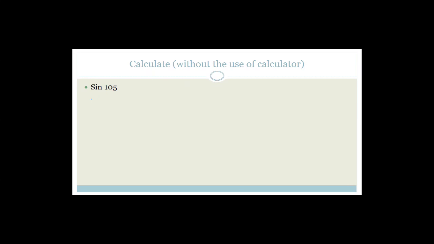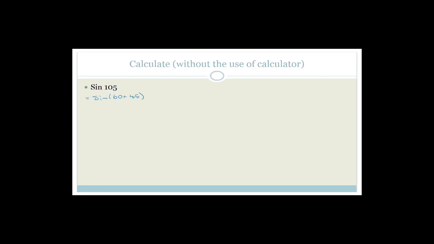And let me show you what the trick is. Do you agree that this could be written as sine of 60 plus 45? Sine of 60 plus 45. And immediately you see that that is a 60 and a 45, okay? So those are special angles.